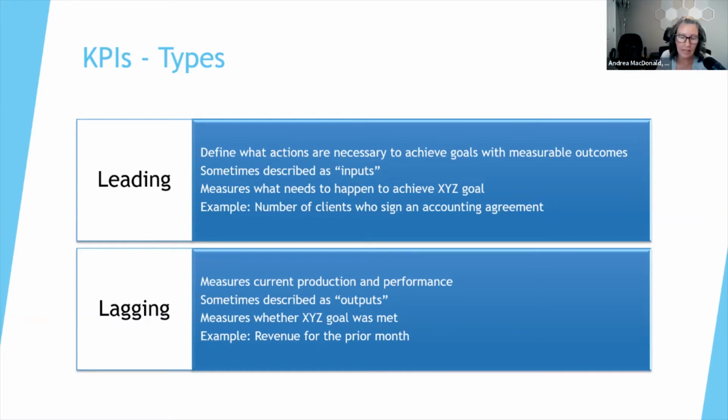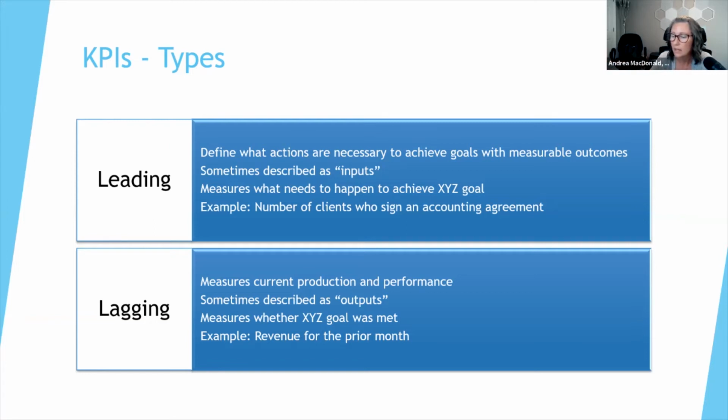So leading indicators help the business owner define what they have to do to achieve their goal. So they know they want to grow 20%. Well, how do you do that? They're sometimes described as inputs, right? What do you have to do to get to where you're headed? It measures what needs to happen. An example for an accounting or a tax firm might be the number of clients who sign an accounting agreement. So if you got ahead of next tax season, if you got 50 clients to sign an engagement letter for taxes for the next tax season, that's a leading indicator because you have agreements, you know how many new clients you're going to have before tax season even gets here. So you can guess how much revenue that's going to generate and how close that puts you to your goal, right?